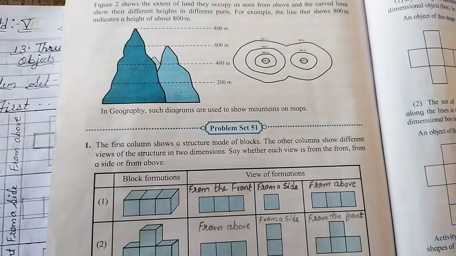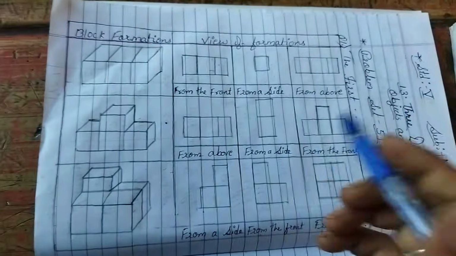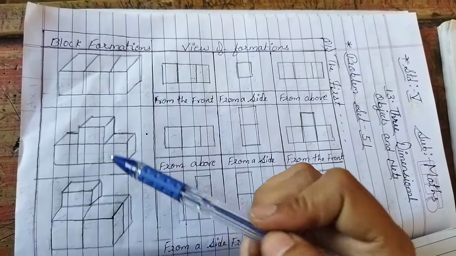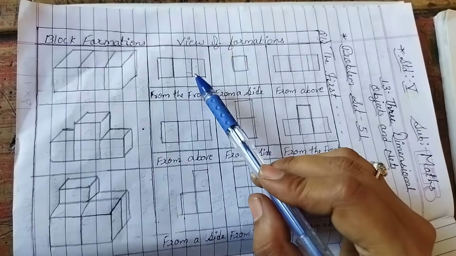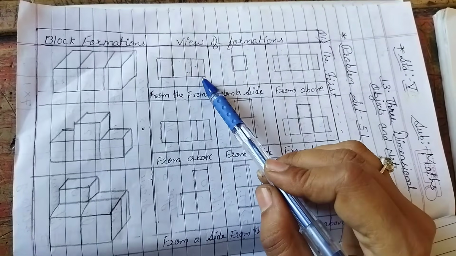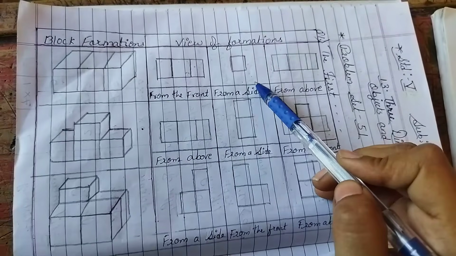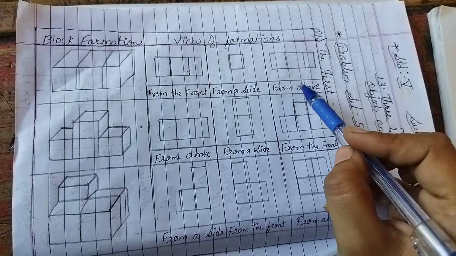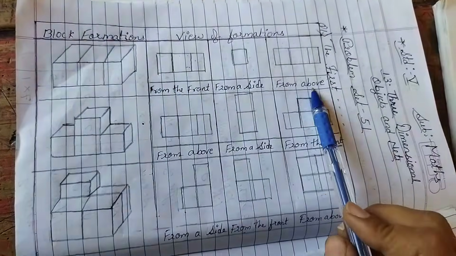So let's see the first block. This is a block formation, 3 blocks are there, and this is the view of the formation. So from the front it looks in this way. From a side only one block we are able to see, so only one block I have drawn here. From above, the 3 blocks we are able to see.